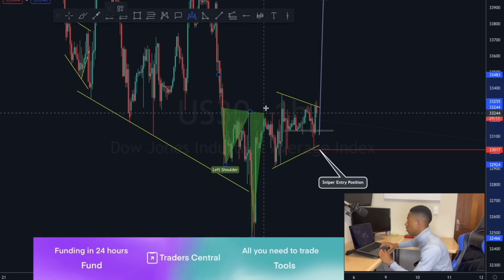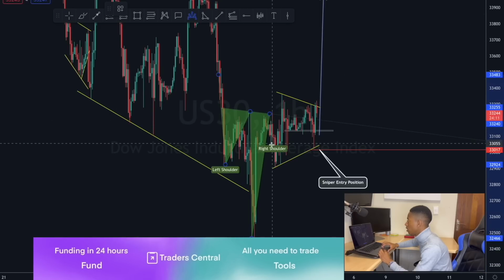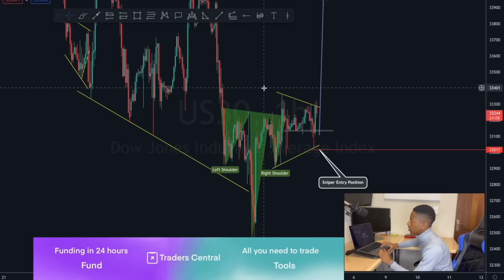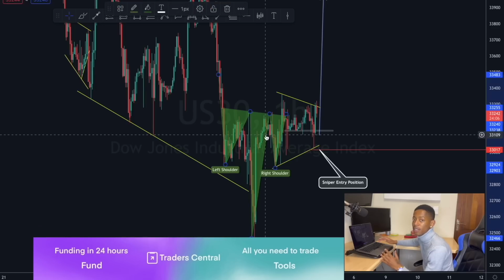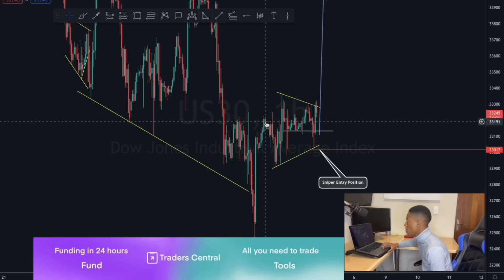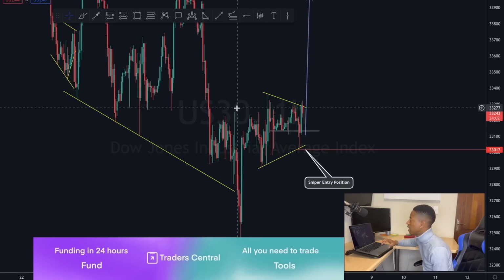head, and the right shoulder right here. So this is something that I saw at first. There's a specific pattern that allowed me to see that buy, but when it changes, it gets to be evolved.